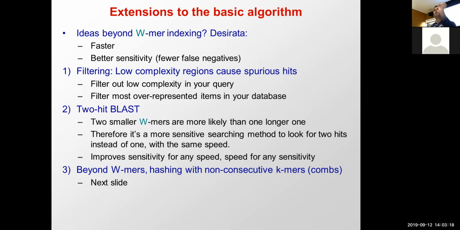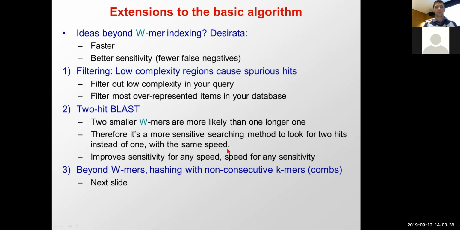And it basically proved to be much more useful in practice. Why? Because having one domain and another domain that are spaced apart was evolutionarily much more likely, but randomly much less likely. So it ended up being a more sensitive searching method, and it improved sensitivity at any speed, and it improved speed at any sensitivity. So it was just strictly better.